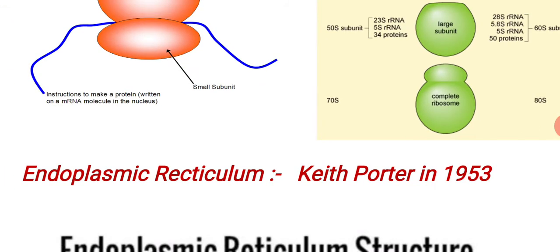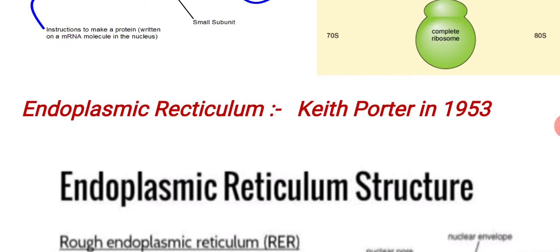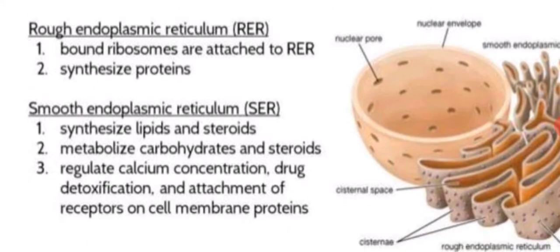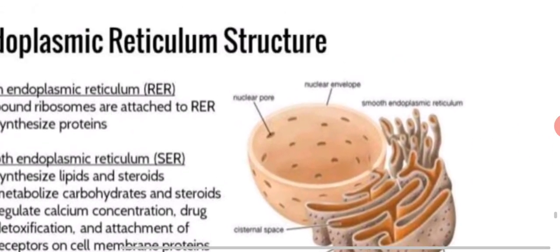Now we come to the endoplasmic reticulum. The endoplasmic reticulum was discovered by Keith Porter in 1953. Endoplasmic reticulum has two types: RER, rough endoplasmic reticulum, and SER, smooth endoplasmic reticulum. In rough endoplasmic reticulum, ribosomes are attached to the RER, and it synthesizes protein. Smooth endoplasmic reticulum synthesizes lipids and steroids, metabolizes carbohydrates and steroids, regulates calcium concentration, does drug detoxification, and attaches receptors on cell membrane proteins. This is the structure of the endoplasmic reticulum.